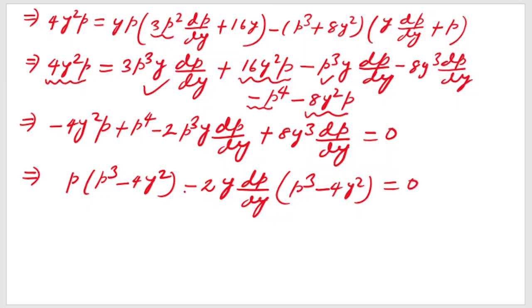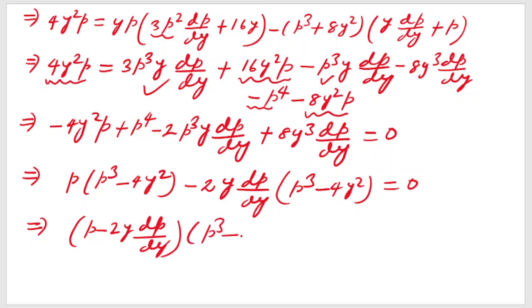You can verify minus minus plus, so 2y into 4y cube, 8y cube. Now I can clearly see that I will get (p minus 2y dp by dy) into (p cube minus 4y square) is equal to 0. And as you have seen in the previous problem, I am trying to solve it for dp by dy. So I will take that factor which will give us dp by dy, and I will ignore this because this will give me the singular solution.